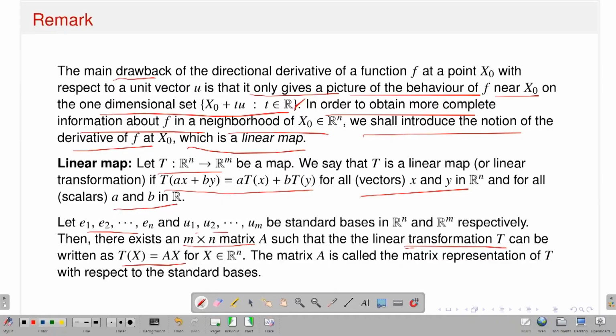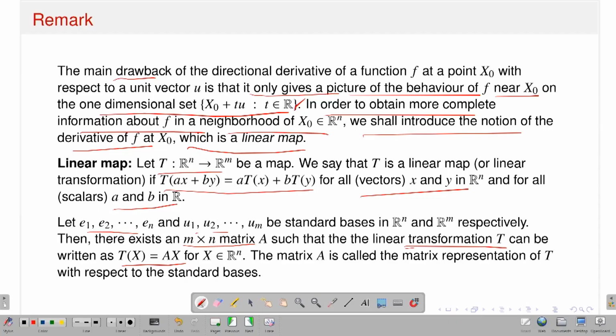So if I have a linear transformation, I will have a matrix, and also the converse. If I have an m cross n matrix, then I will have a linear transformation from R^n to R^m. So, if I have a matrix, then I will have a linear transformation. If I have a linear transformation, then there exists a matrix such that the action of T on x is nothing but A times x. This is one correspondence.